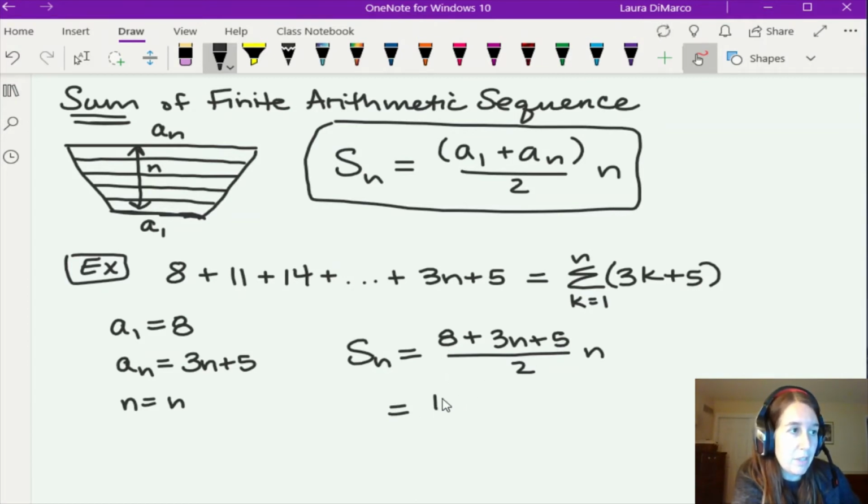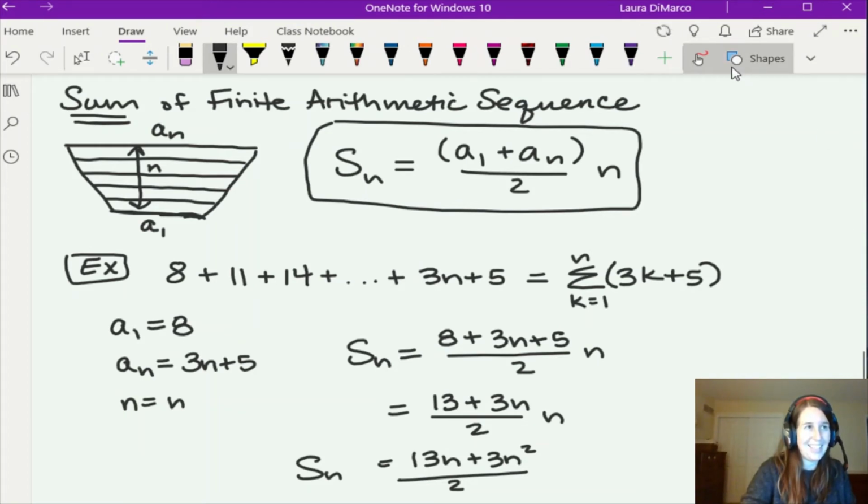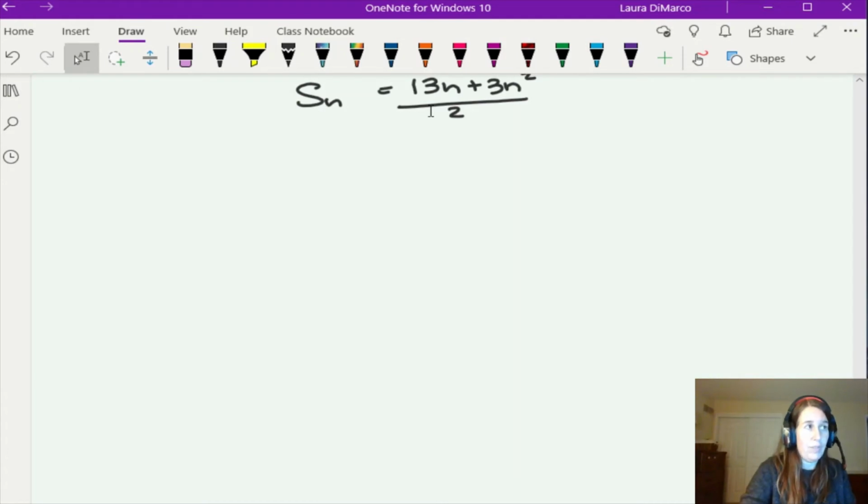So 8 plus 5 is 13 plus 3n over 2 times n. You can leave it like this, or you can multiply the n in a little more. So 13n plus 3n squared over 2. Again, it has to be left in terms of n because they didn't tell us the actual number that n was. Now, in one last example for this section, we actually do know what the nth term is. So let's look at that.